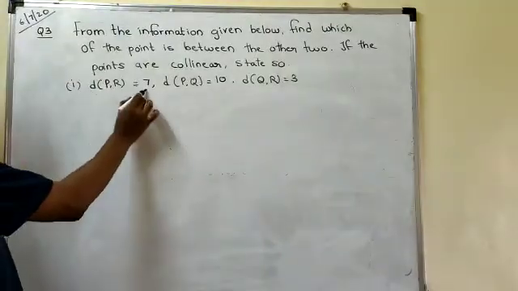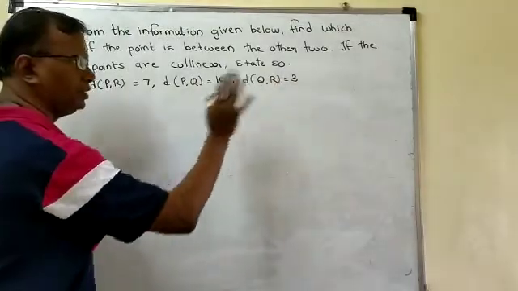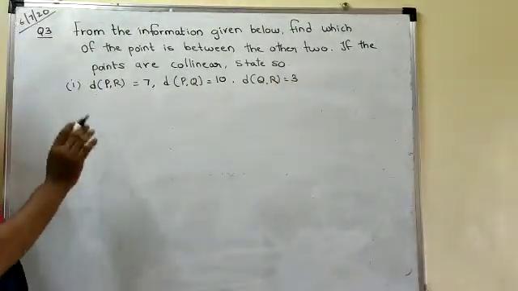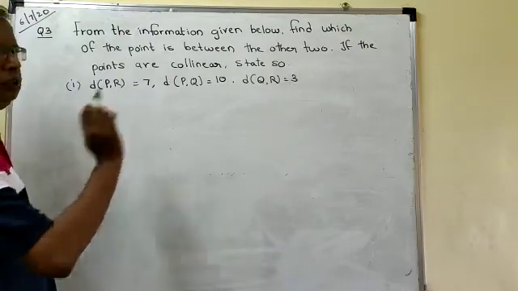The distance of PR is 7. The distance of PQ is 10. And the distance of QR is 3. Now we have to prove whether they are collinear or not collinear first. If they are collinear, then you have to say which point is between the other two.